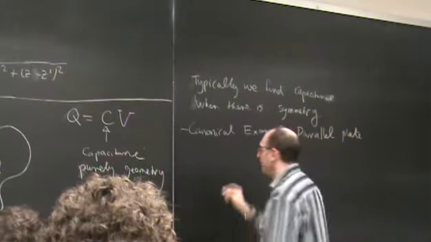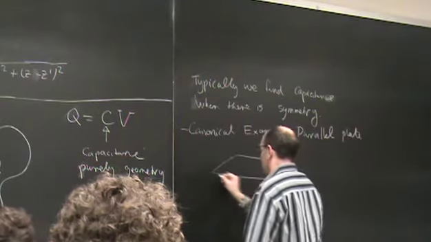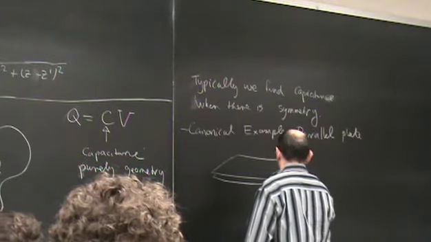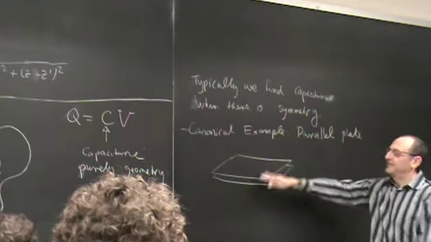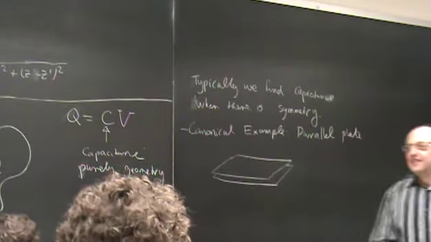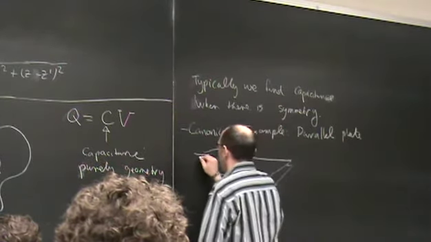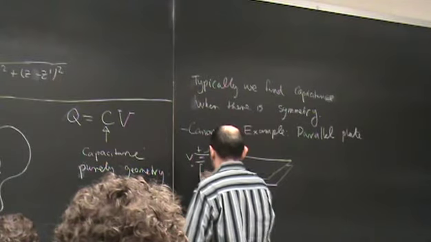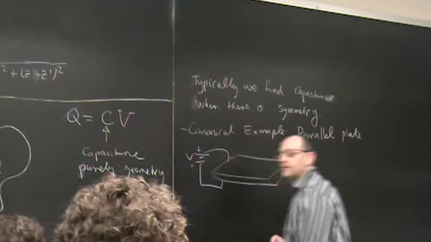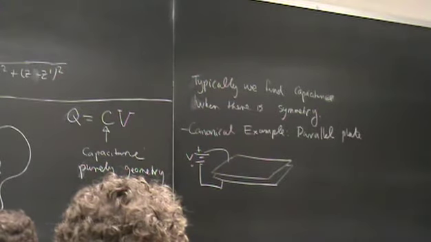So in the parallel plate, we have two conducting planes, which are plates, which look kind of parallel. And we attach our battery to it and create a potential difference. And we want to find the capacitance. Well, what do we know?